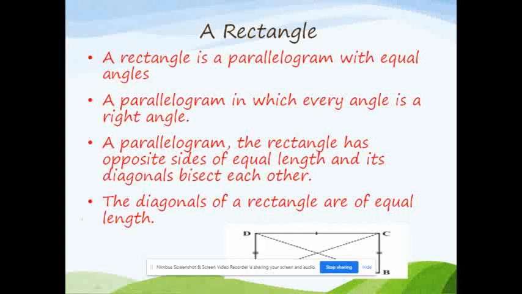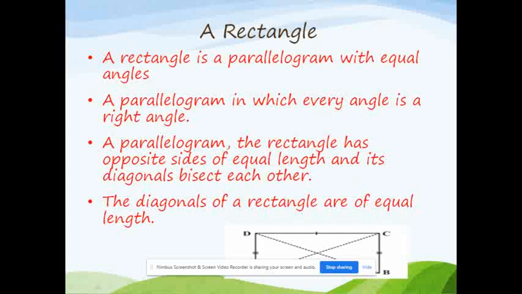Rectangle. This is another type of parallelogram. A rectangle is a parallelogram with equal angles. A parallelogram in which every angle is a right angle. The rectangle has opposite sides of equal length and its diagonals bisect each other. The diagonals of a rectangle are of equal length.